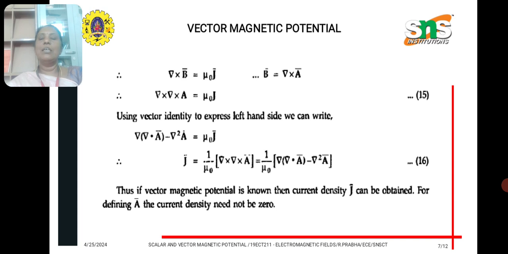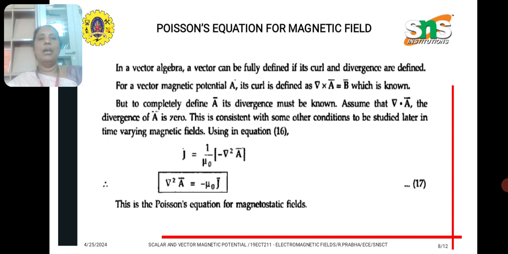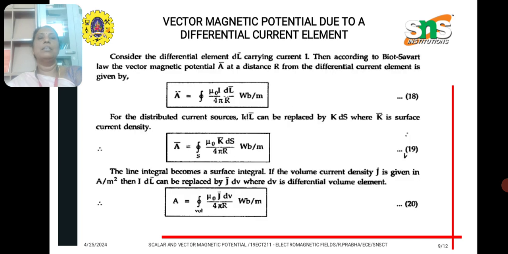So if the vector magnetic potential is known, then the current density J can be easily obtained from the previous equation. And for defining A, the current density need not be 0. And now we are going to see the Poisson's equation for magnetic field. It is given as del squared A is equal to mu naught into J, because J is 1 by mu naught into minus del squared A. So from this we can write del squared A is equal to minus mu naught J, and this is known as the Poisson equation for magnetic field.